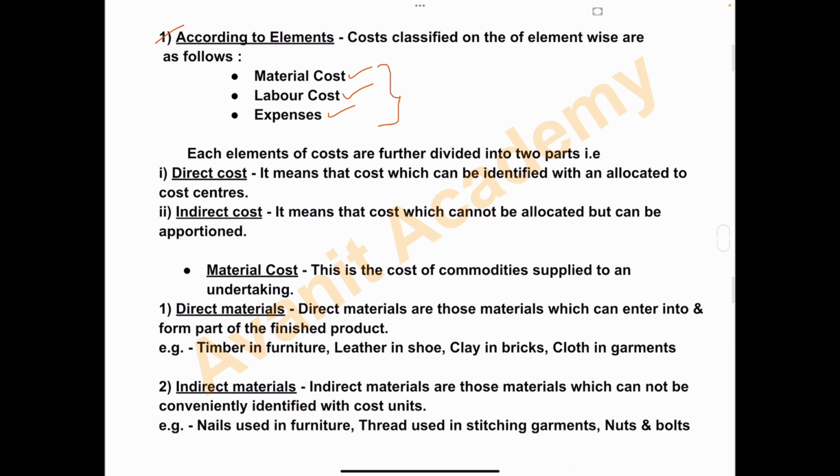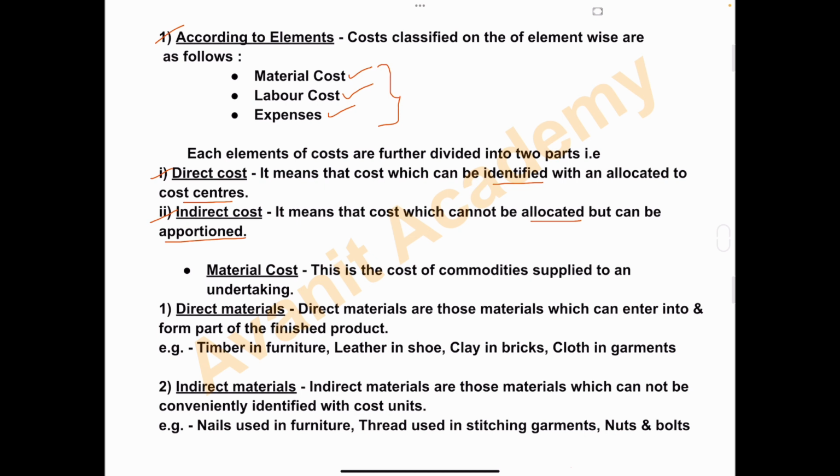So I have written here each element of cost is further divided into two parts as I told you, that is direct cost and indirect cost. What are these direct costs? It means that cost which can be identified with and allocated to cost centers, and indirect costs are the costs which cannot be allocated but can be apportioned.